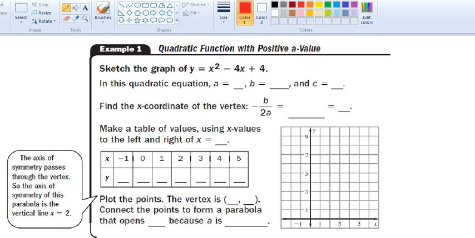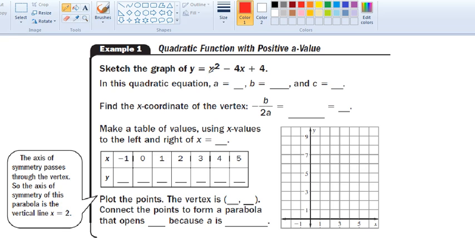Now on page 189 with example 1, what we're going to do is we've got a quadratic equation in standard form. So it says y equals x squared minus 4x plus 4. What we're going to do is we're going to look here and we're going to try to figure out what the a, the b, and the c are.